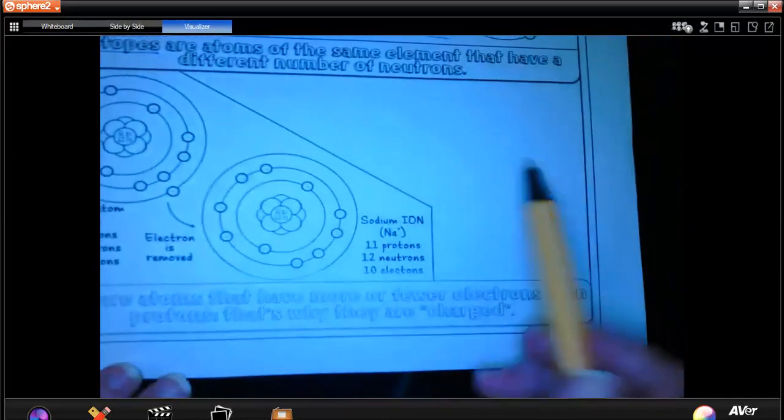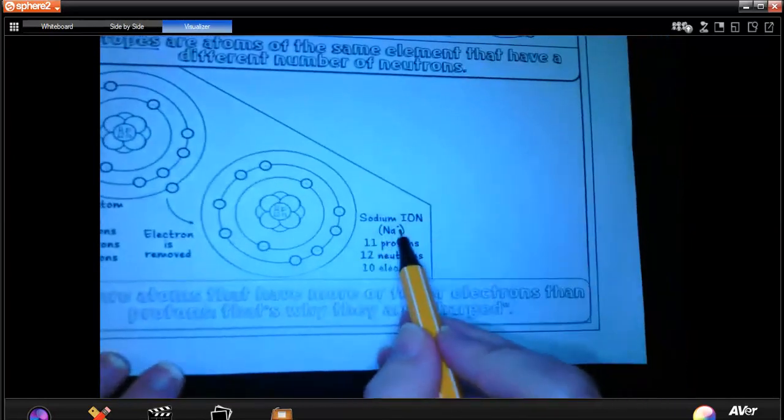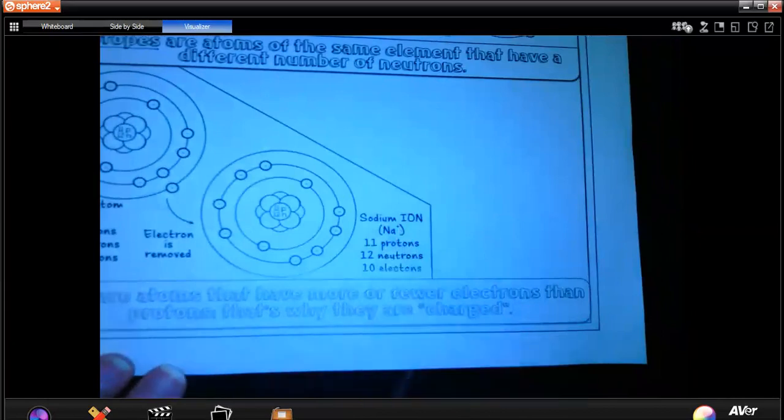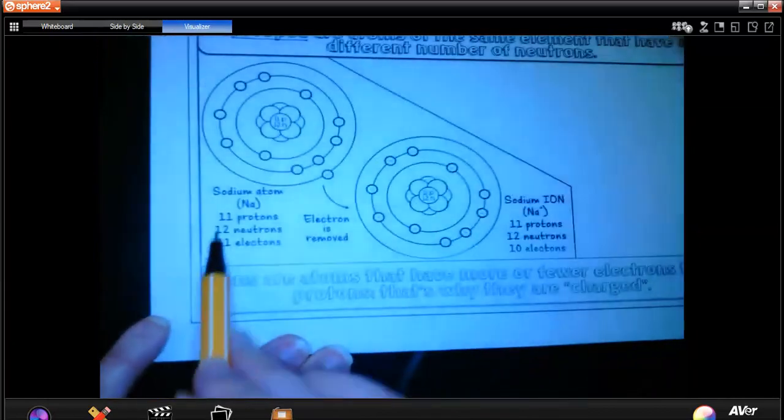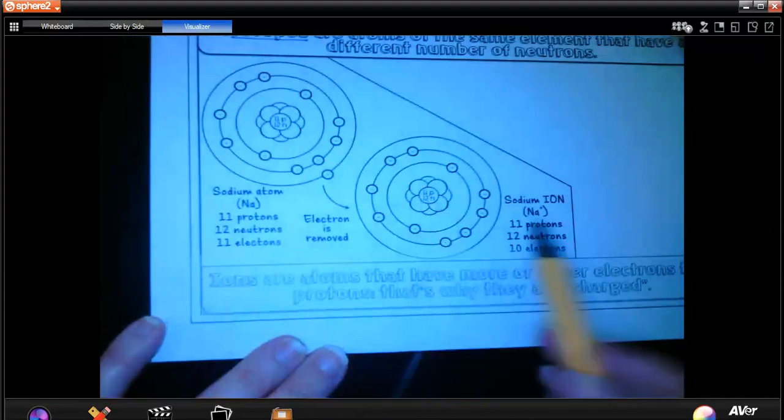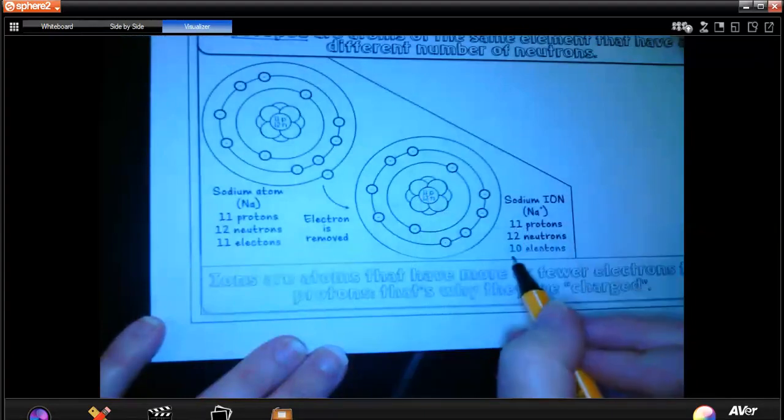And then it's happy and the other one is happy as well. So here we have a sodium ion that is positively charged because we got rid of a negative charge. So now we have more positive charges. We have 11 protons than we do neutrons. So you have a positive charge.